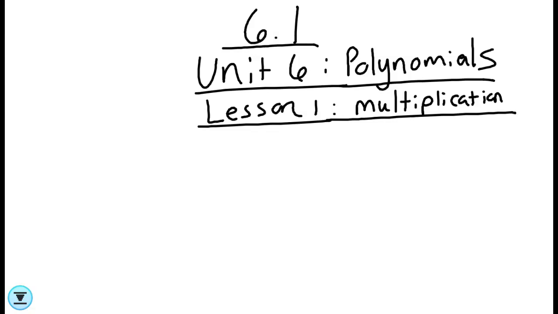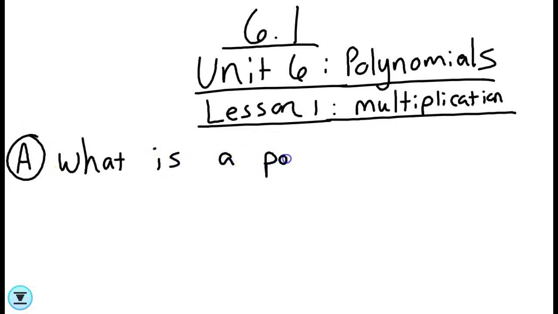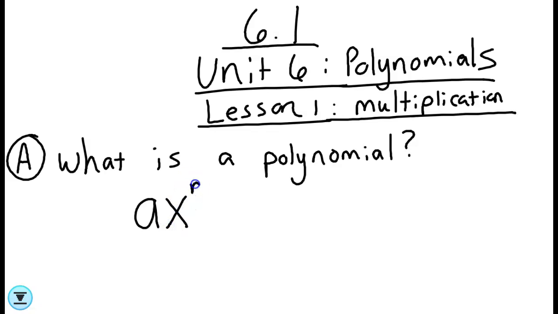So first of all, what is a polynomial? Okay, a polynomial is basically what you get when you have a number being multiplied with a variable, and that variable has an exponent on it. Okay? And in fact, you can have many of those being added or subtracted together.